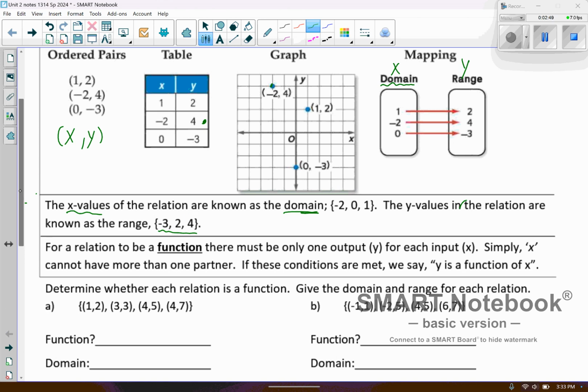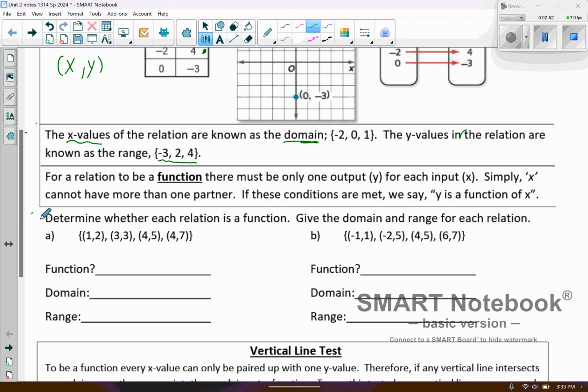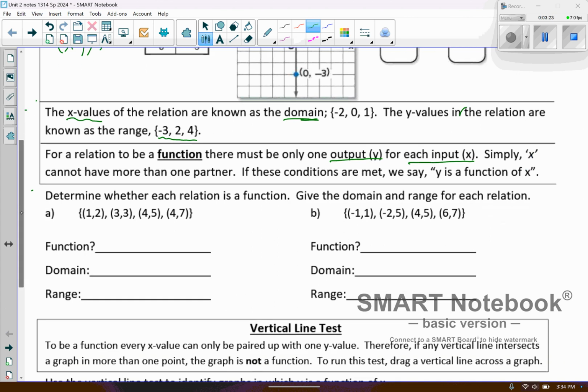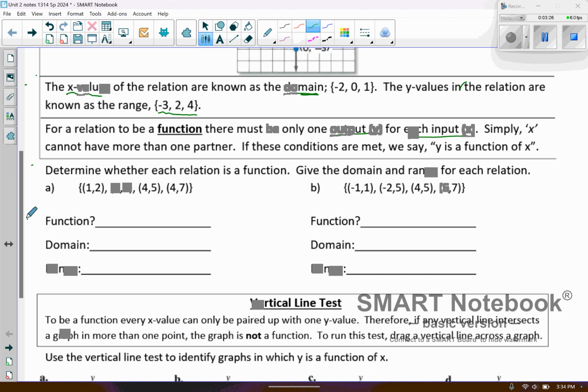Okay, so then what makes a relationship a function? Well, for a relationship to be a function, there must be only one output for each input of x. Simply, x cannot have more than one partner. So for each x value, you can only have one unique partner. Okay, if these conditions are met, we say that y is a function of x. Okay, so let's kind of look at a couple examples of this where we can see what is a function and what's not a function.